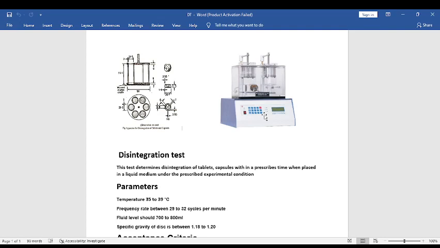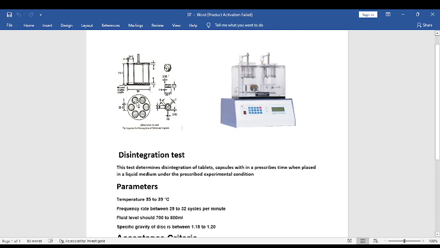The basket rack assembly is rigid and supports 6 cylindrical glass tubes. If you see this picture, all dimensions are given here. The length of the test tube or glass tube is 77.5 mm and the diameter is 21.5 mm. And the wire mesh size of the DT apparatus is 2 mm.